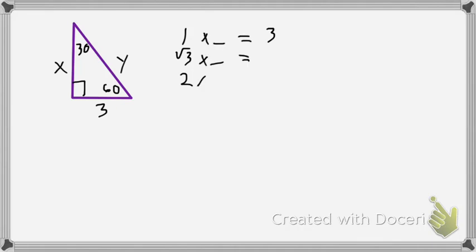We know that x is going to be our square root of 3, and y is going to be 2. So we go, what times 1 equals 3? Well, that's easy, it's 3. So we know that x equals 3 radical 3, and y equals 6.